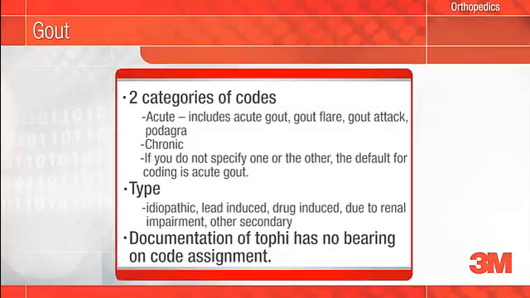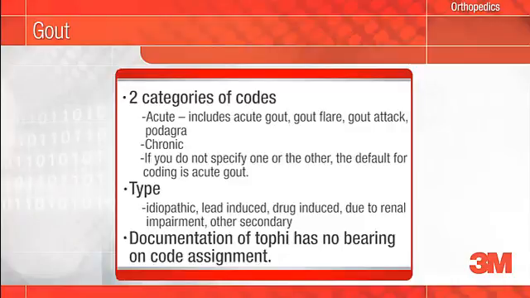Types of gout specified in ICD-10, whether acute or chronic, are idiopathic, lead-induced, drug-induced, due to renal impairment, or other secondary gout. ICD-10 instructs the coder to assign additional codes for any associated condition, for example, autonomic neuropathy, urinary tract calculus, or cardiomyopathy. Be sure to include these when known or suspected in your diagnostic statement.